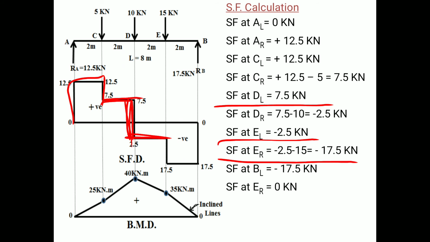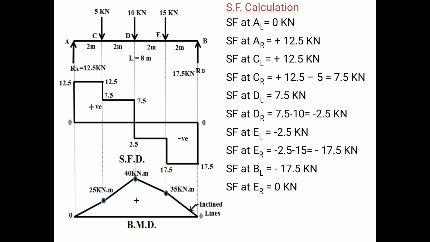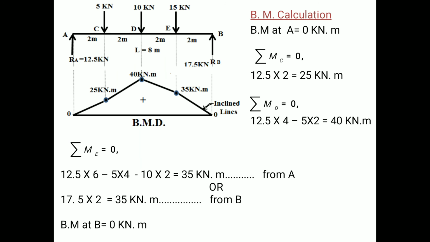Right of E it is 17.5, so it will go down below the 2.5, so it is minus 17.5, and again over here it will join the 0 line. So this is our shear force distribution diagram for the calculated value of shear force. Now, next step is bending moment.